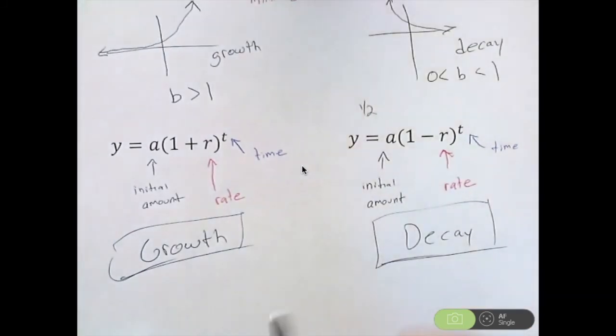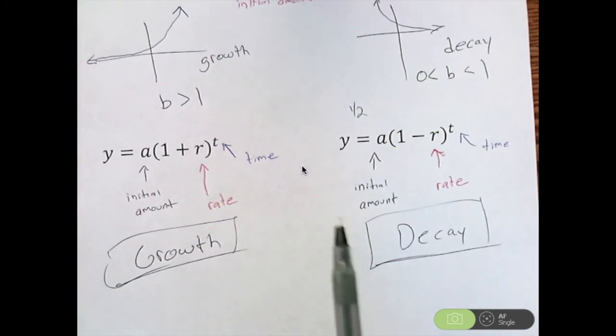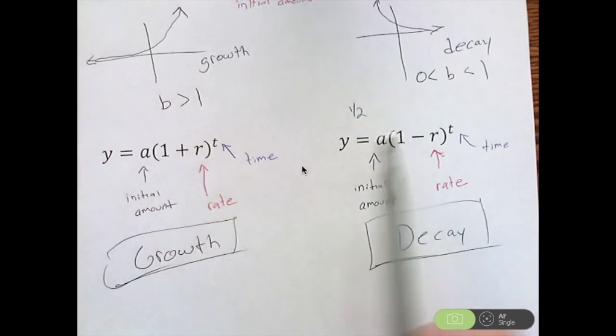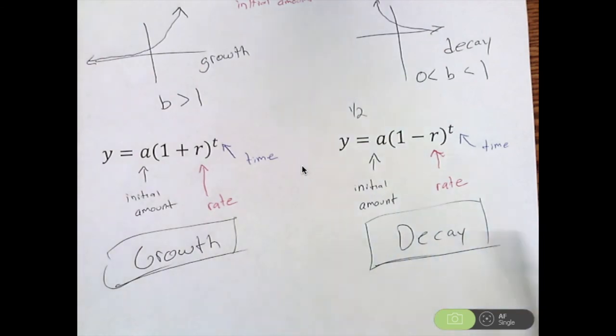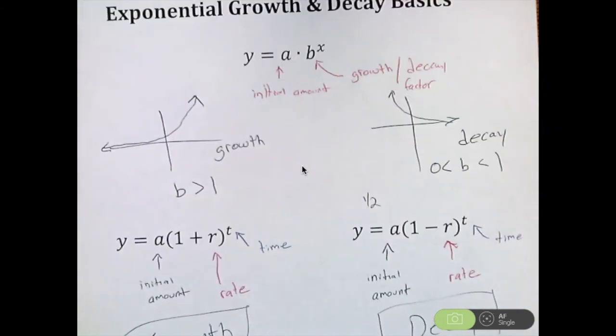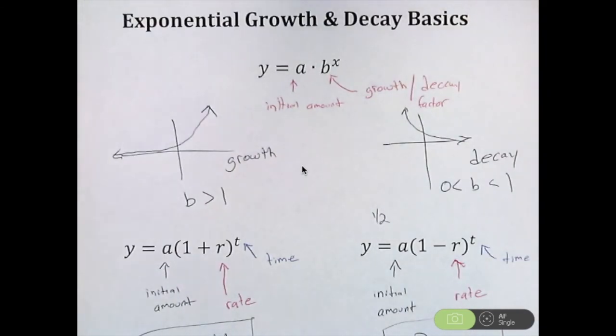So both equations are very, very similar. The way you know, well, which one's growth and which one's decay, it always has to do with the plus or the minus. Growing, we're adding. Decaying, we're going to subtract. So growth and decay. And that is exponential growth and decay basics.